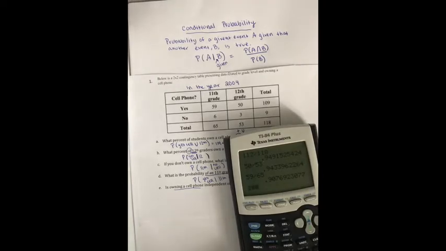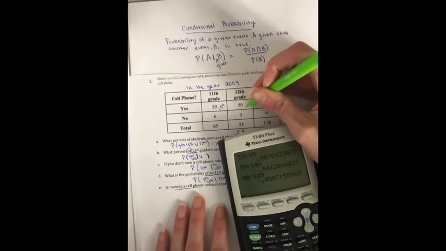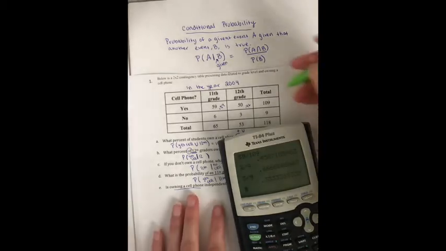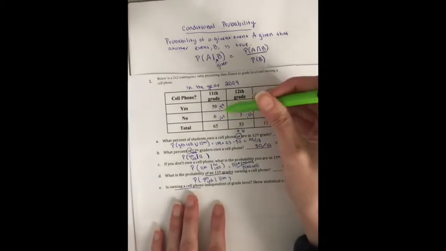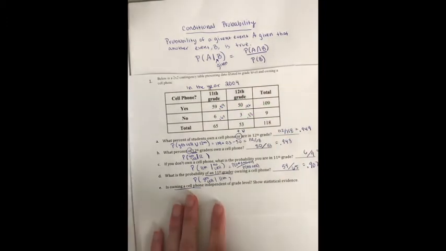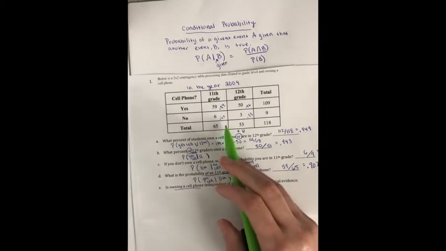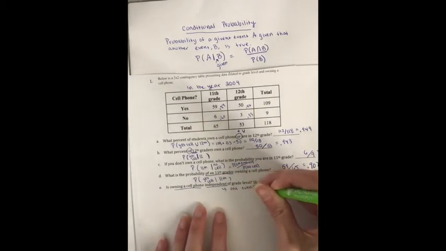So 59 out of 109 and 50 out of 109, 0.54, 0.46, 0.67, 0.33. These distributions are not the same. 54% is lower than 67%, so it is dependent. Okay, but we do know that independent means that one event does not affect the other.